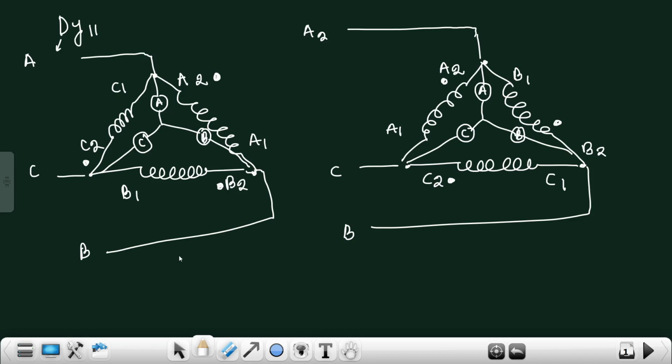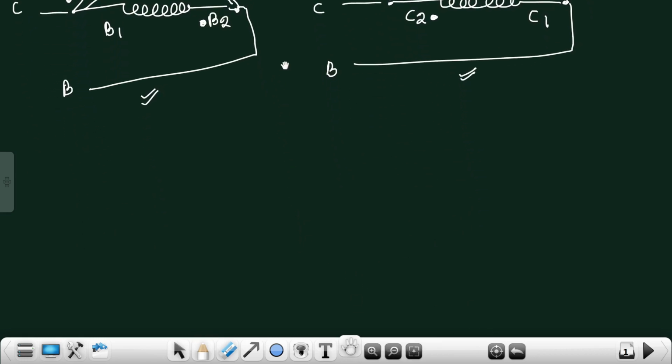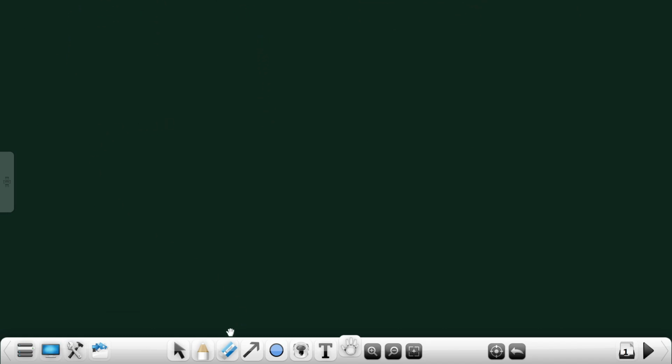In case 1, I am taking this connection to draw the Dy11 connection. In case 2, I will take this one to draw the Dy11 connection. So one by one we will draw. Let us take case 1 to draw the Dy11 connection.